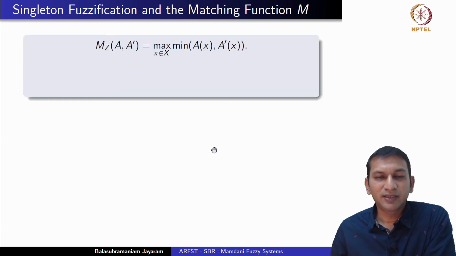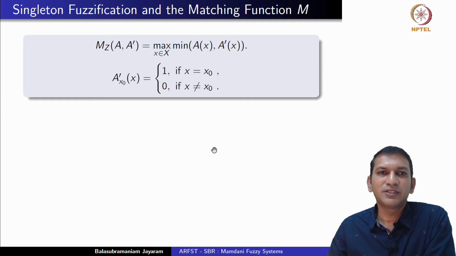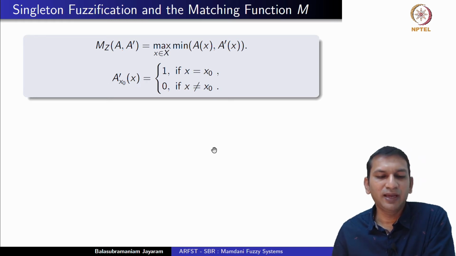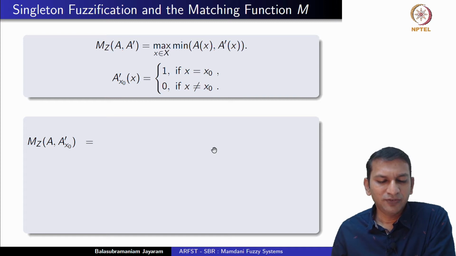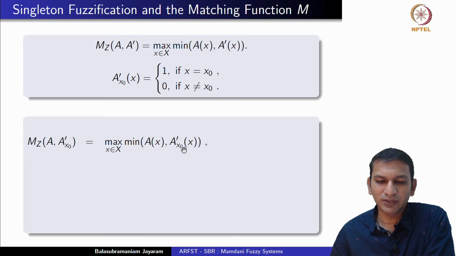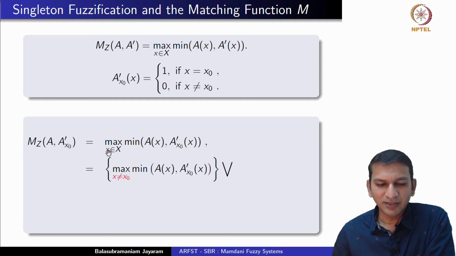Now, consider Zadeh's matching function, and let's assume that we are giving it a singleton fuzzified input. Let's look at what happens to the similarity between A and such an A dash. So M_Z of A dash x0, if you were to write it in terms of the formula, we substitute for A dash, A dash x0. Now, this can be split into two parts. The first part is, consider all those x in X which are not equal to x0, and separate out when x is equal to x0.